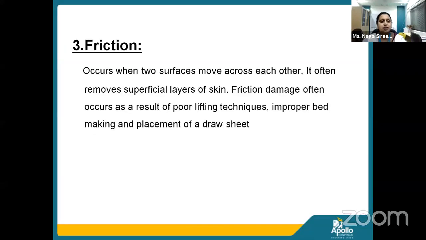The third one is friction. It occurs when two surfaces move across each other. It often removes superficial layers of the skin. Friction damage often occurs as a result of poor lifting techniques, improper bed making, and placement of the draw sheet. This is where we ourselves make mistakes, sometimes when we give a bath, sometimes when the patient passes motion, or when we change the sheets and sometimes ignore the wrinkles. These things can also cause friction to the patients, and there will be changes of the skin.